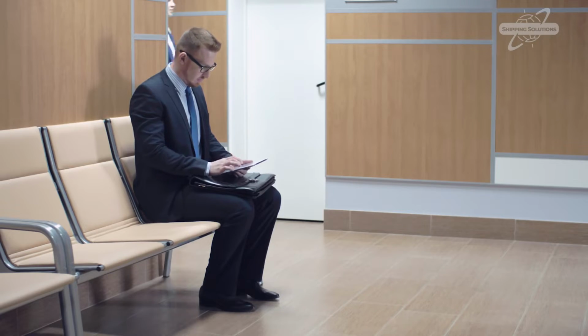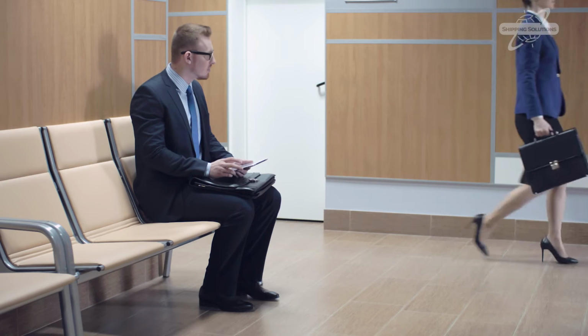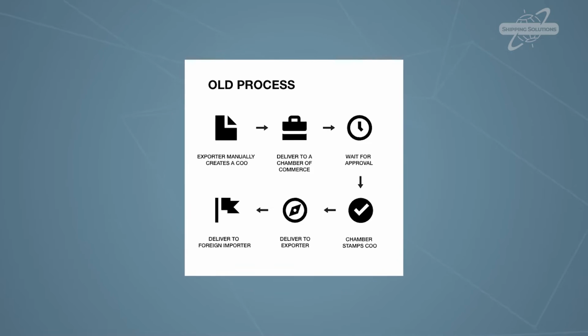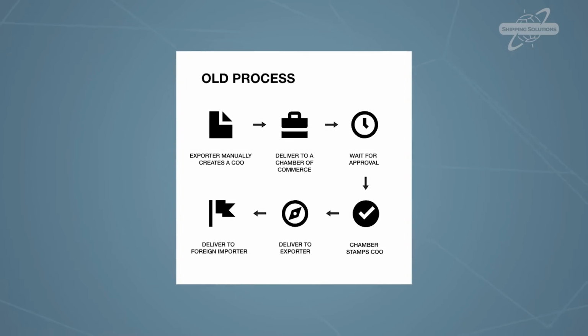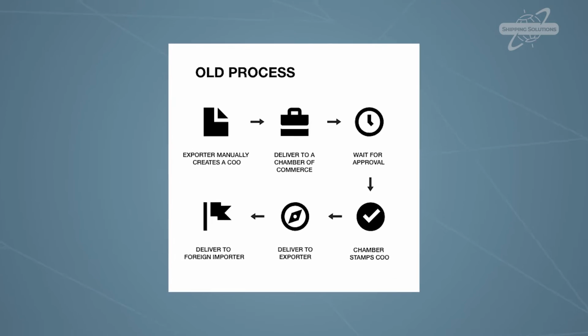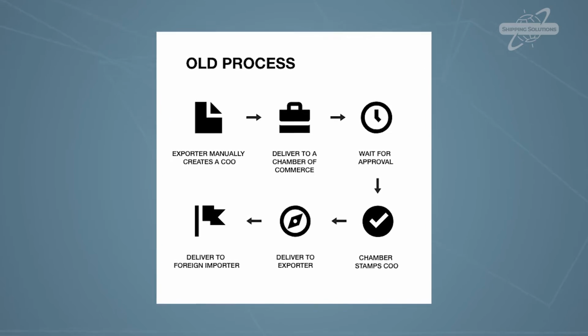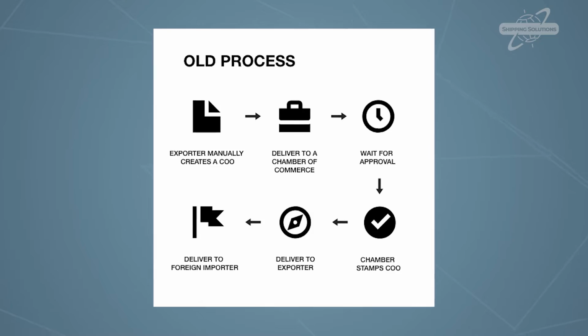The most time-consuming part of creating a generic certificate of origin is getting it signed by the chamber. Once I've completed the document, I need to print it out, take it to a chamber office, wait for it to be reviewed, and then hopefully stamped and signed, return to my office, and then send it to the importer.